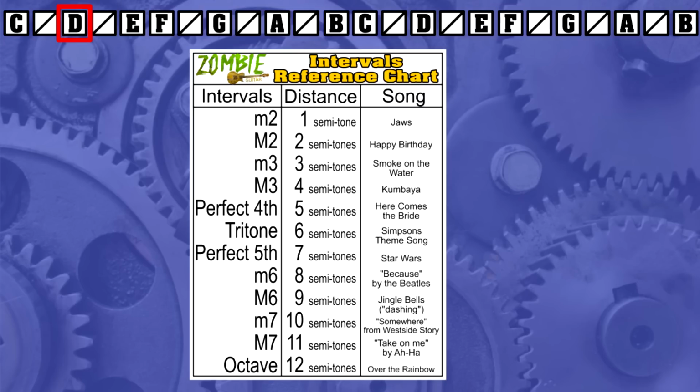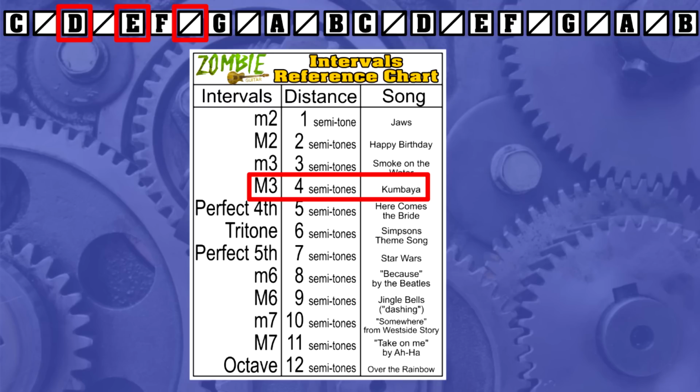Alright, here's the note D right here. The second note. So that's a major second. So you can think happy birthday. So major second, and then the next note is going to be a major third above the root. So root, major third. You can think of Kumbaya. So that's the major third.